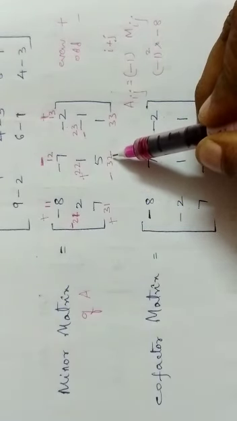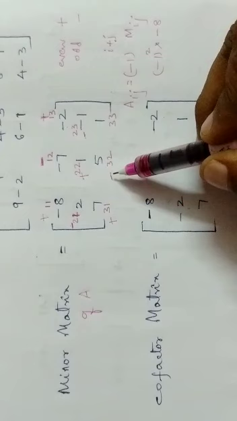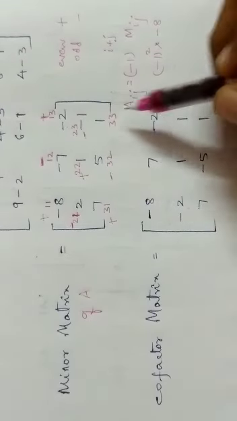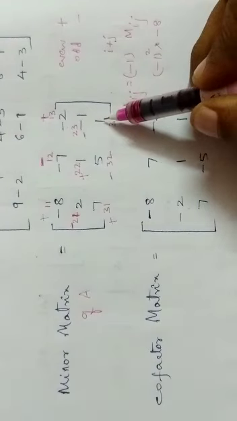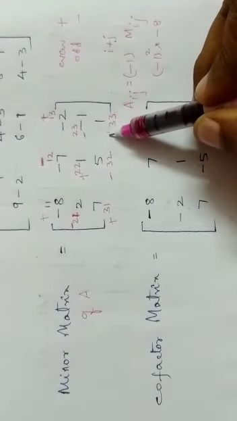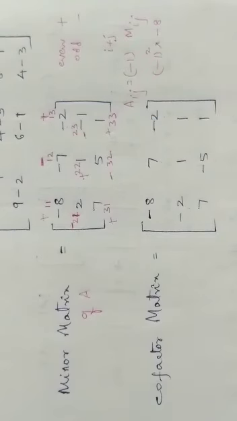3 plus 2, 5. Odd number, so minus. Minus into 5, minus 5. 3 plus 3, 6. Even, so plus symbol. Plus into 1, plus 1.